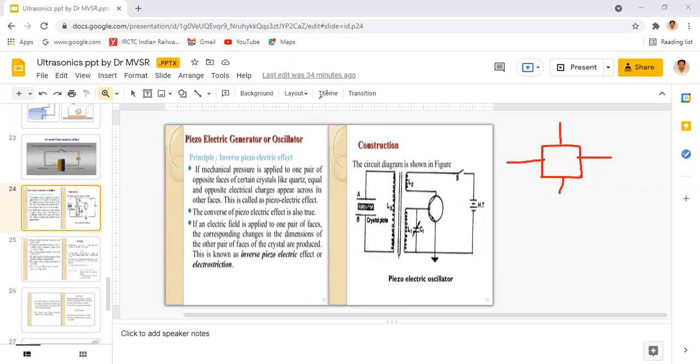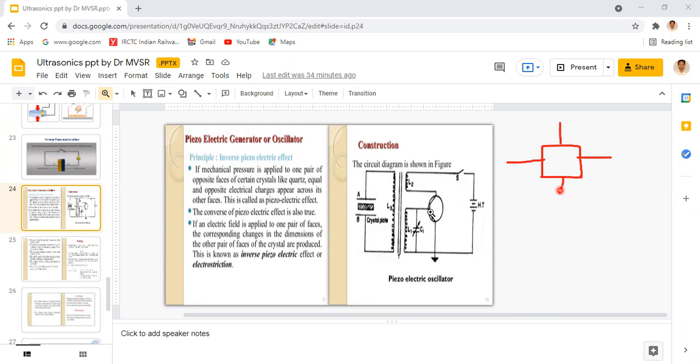So here, if an electric field is applied to one pair of faces, I am applying the electric field in this direction. Electric field means I am applying an alternating potential difference. In the perpendicular direction, vibrations are produced. So that is because of the piezoelectric effect.